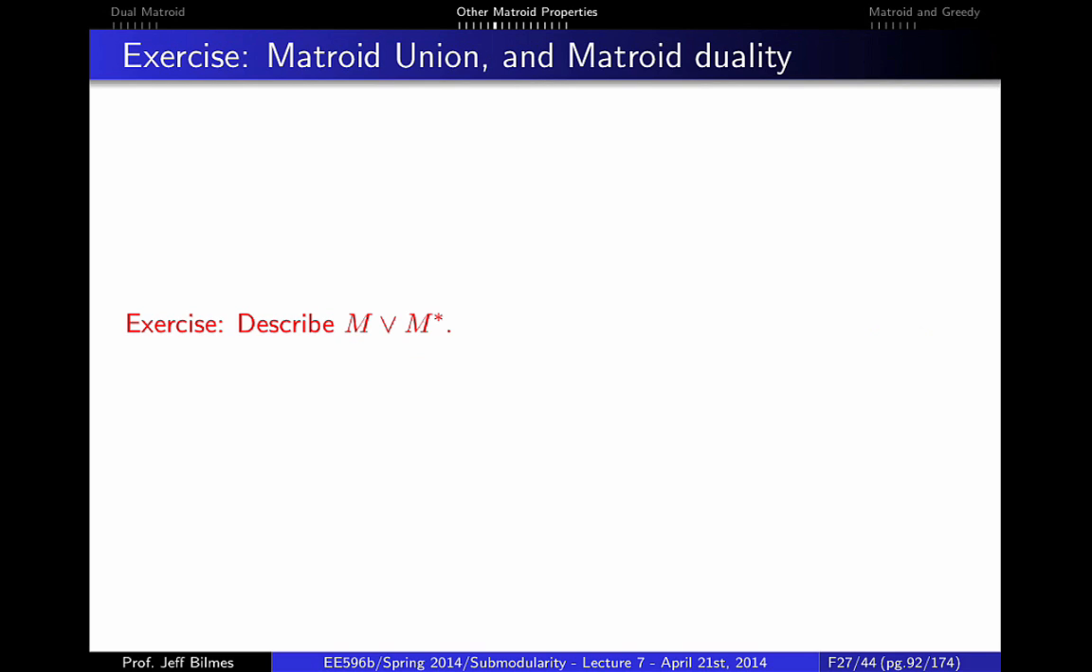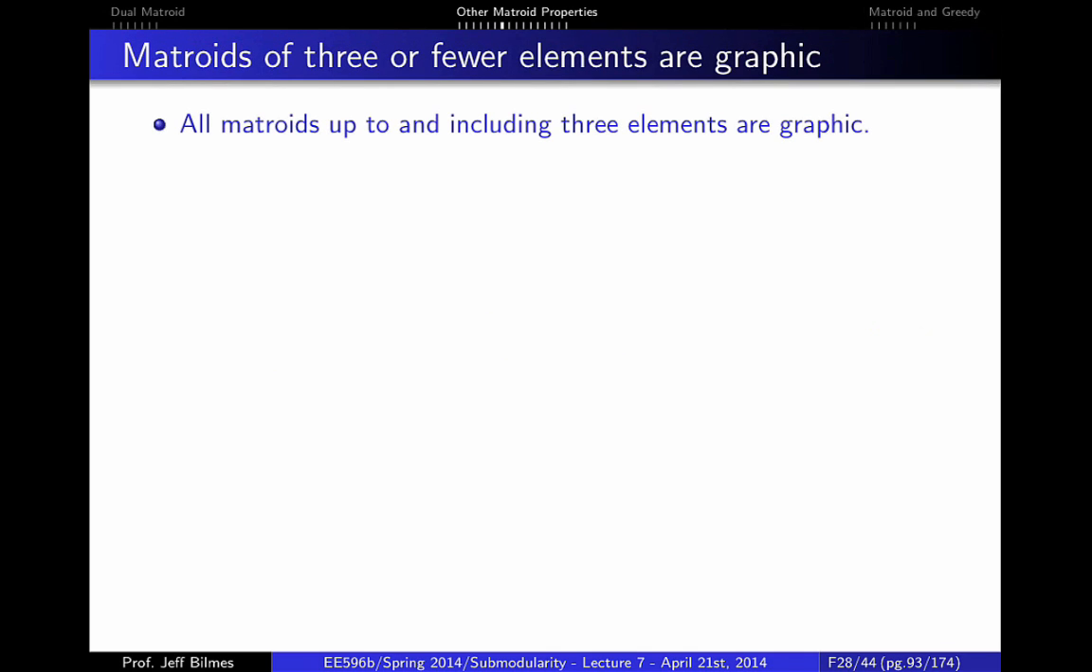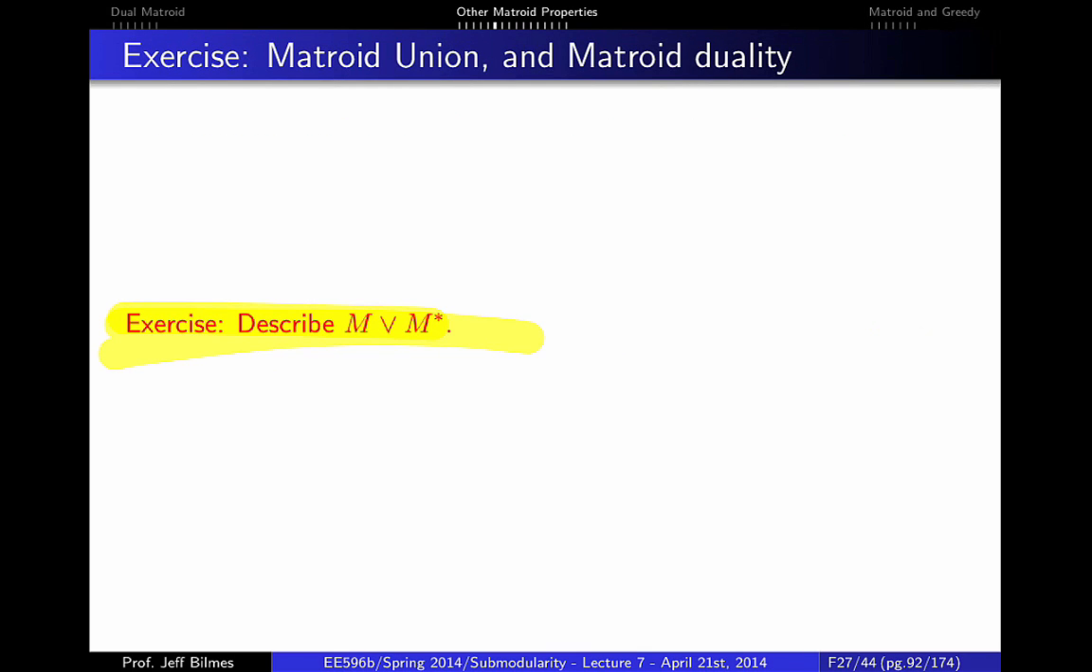So you do have another exercise, all of which is going to appear in your next homework, to essentially describe what it means to take the union of a matroid and its dual.